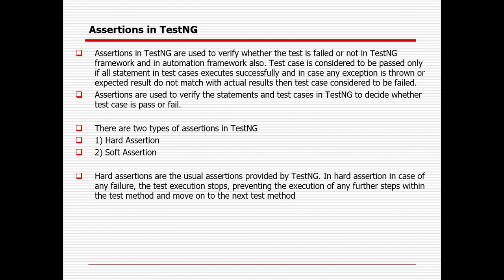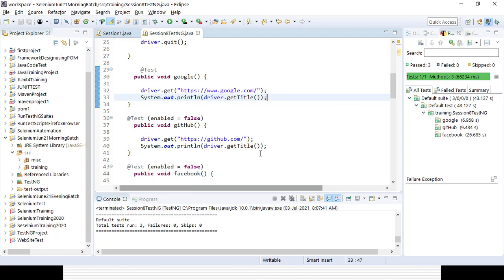But the problem is that it will stop the execution from that line of code if you are using a hard assertion. I definitely do not want to stop it. I just want to fail that particular test step, instead of freezing the execution of all my lines of code. So here let's try to print something.